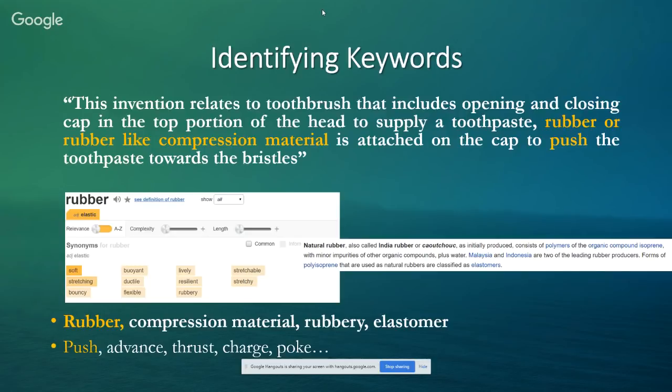Then the next step is identifying keywords related to rubber, and a quick search on rubber would yield compression material, elastomer, or rubber. And for pushing, one could always use advance, thrust, charge, or poke.